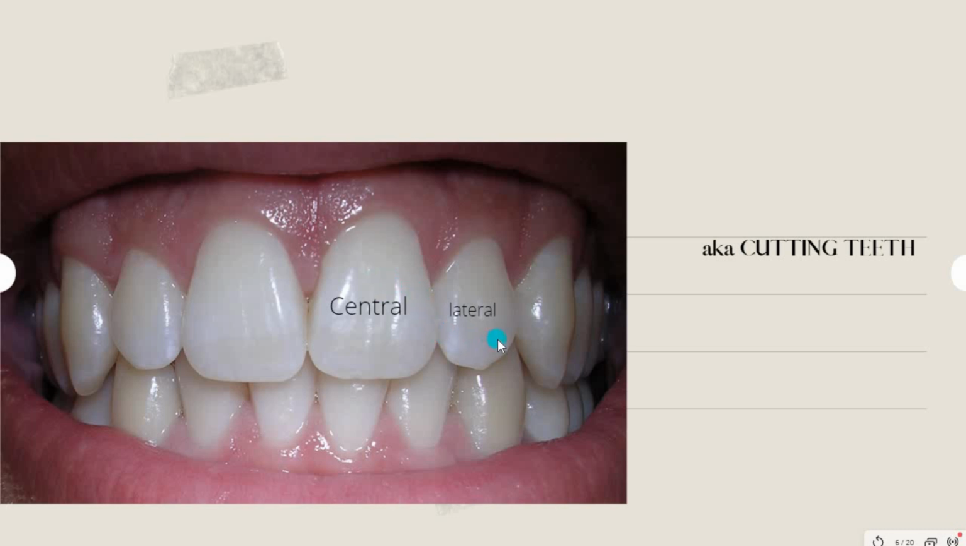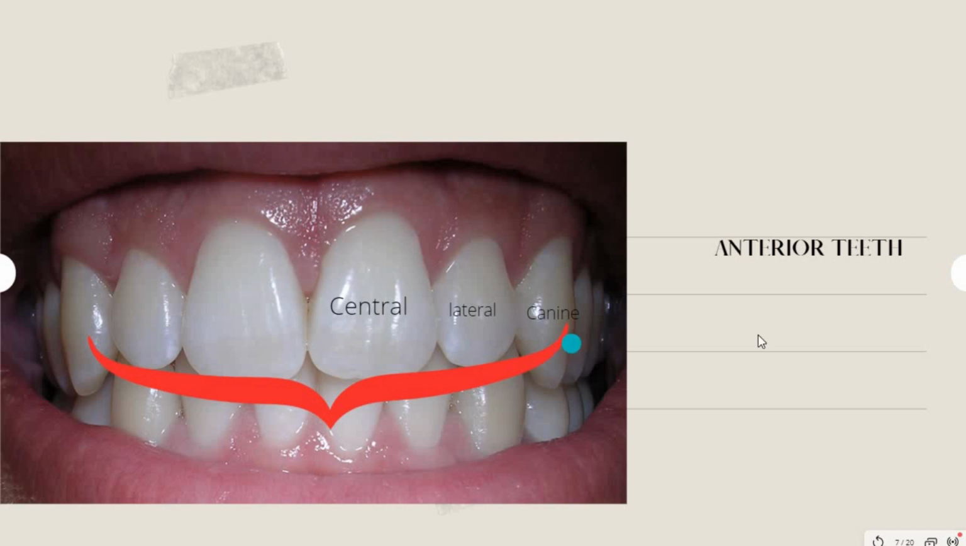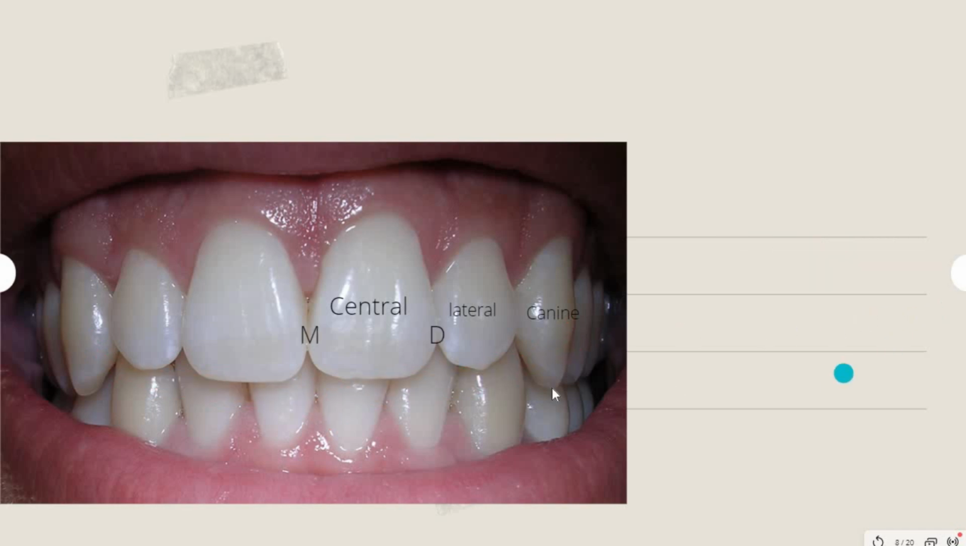The central and the lateral incisors are also known as your cutting teeth, for their function is punching and cutting the food. Together with your canine, they are called anterior teeth. The central incisor is widest mesio-distally of the anterior teeth. Also, the labial surface of your central incisor is flat compared to your lateral incisor and canine, which are more convex.